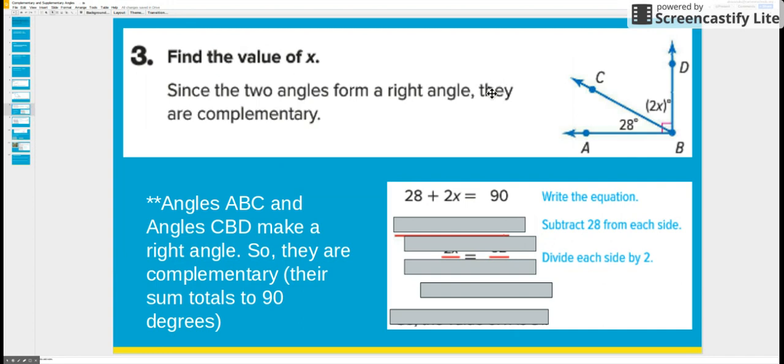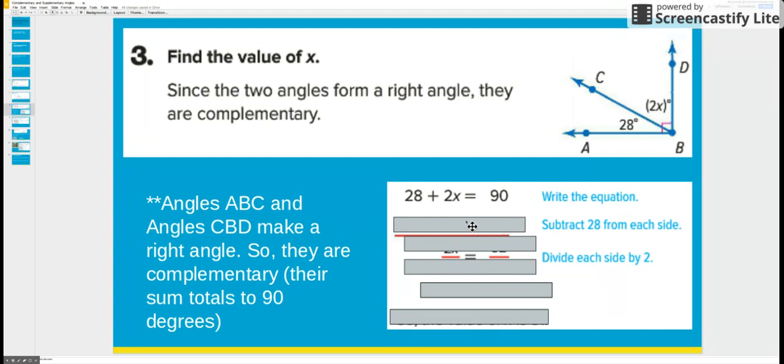Let's look at our next example. This says find the value of x. Since the two angles form a right angle, they are complementary. If we look here, this angle and this angle together make up a right angle, so they are complementary. In case you can't tell, this little box over here represents a right angle. So if these two angles together make up a right angle, let's make an equation to figure out what x would be. It would be 28 plus 2x is equal to 90.